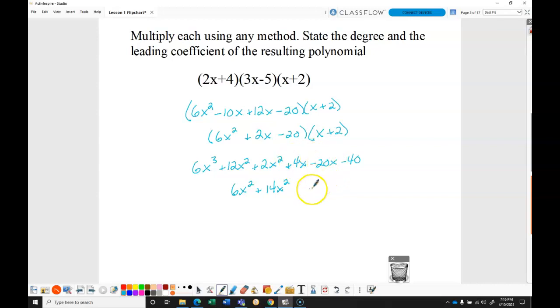For a negative 20. So that's going to get me a negative 16x. And I have one constant, which is negative 40. So that is my resulting polynomial. And if you look at the term that has the highest degree, you'll see that the highest degree should be a 3. I made a mistake here. So let me go back and fix that. Okay, that should be a 3.